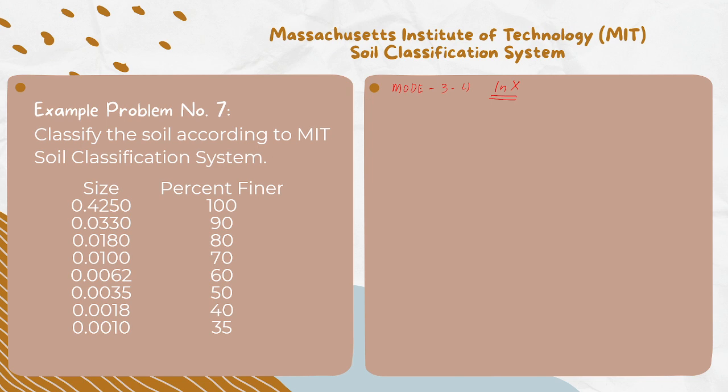we have to determine the percent passing the 2 mm, the 0.06 mm, and then the 0.002 mm. So this is the size. So this will be your x values. And then next is the percent passing. This will be your y values. So this is very similar to calculating the D60, D10, D30, D75, and D25 of the soil.